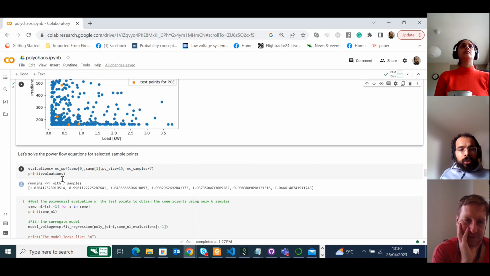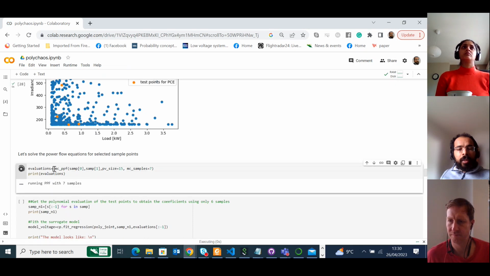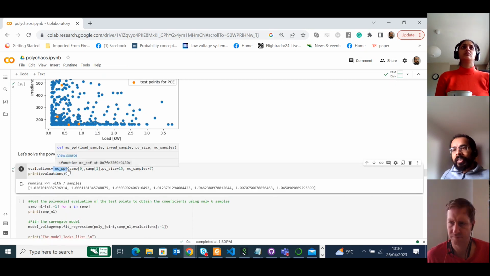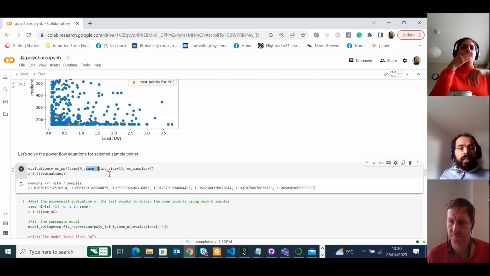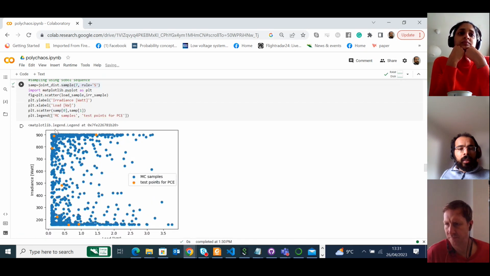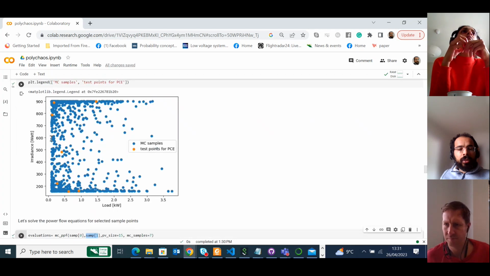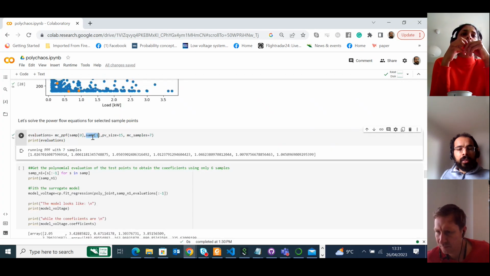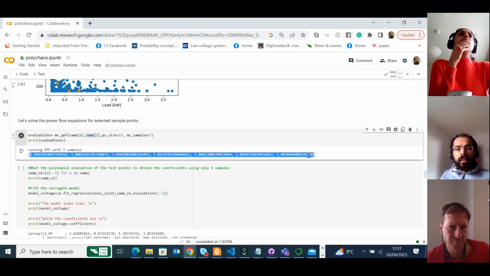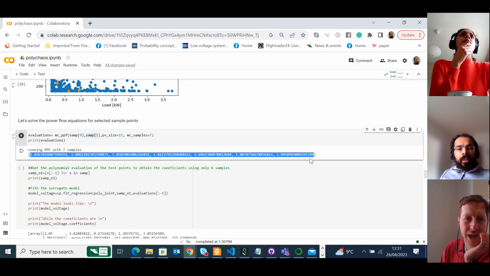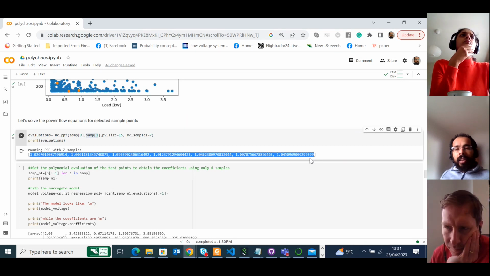So what we do now is we evaluate the power flow equation for the 7 samples. We already have this MCPPF. We don't need any new functions. We just rerun this MCPPF using the new samples. SAMP was this 2D distribution. So I take SAMP0 and SAMP1, which are load and irradiance, and you get the output voltages. So now we have the samples and we have the output.